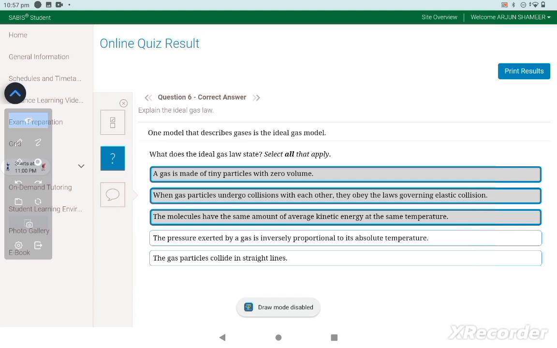Okay, this is memorization. One model that describes gases is ideal gas model. What does ideal gas law state? A gas is made of tiny particles with zero volume. When gas particles undergo collisions with each other, they obey the laws governing elastic collision, and the molecules have the same amount of average kinetic energy at the same temperature.